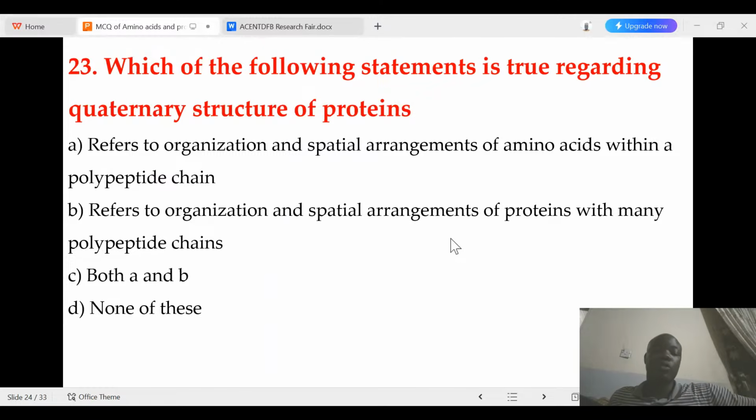Go and look at hemoglobin. Hemoglobin has four chains, two alpha chains and two beta chains. So hemoglobin is a quaternary structure, because it has many polypeptide chains. So the answer for question 23 is B. Okay.